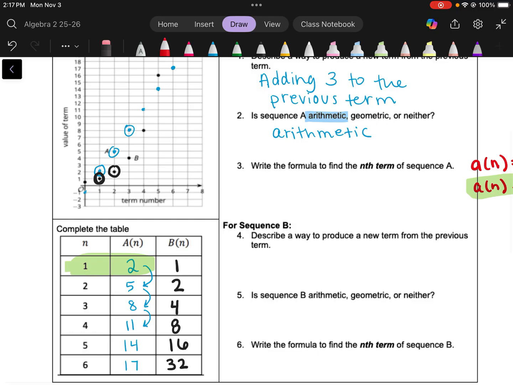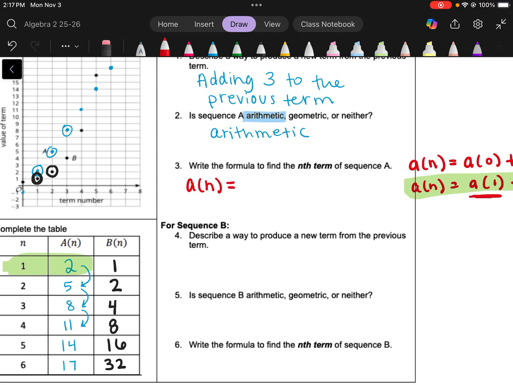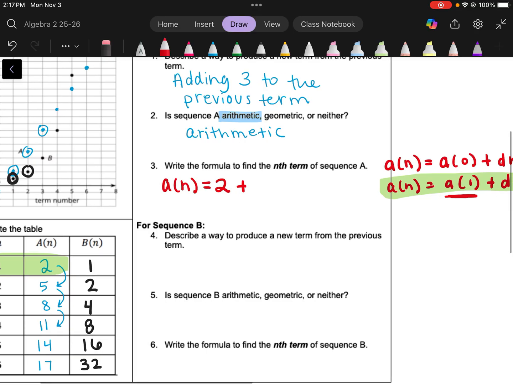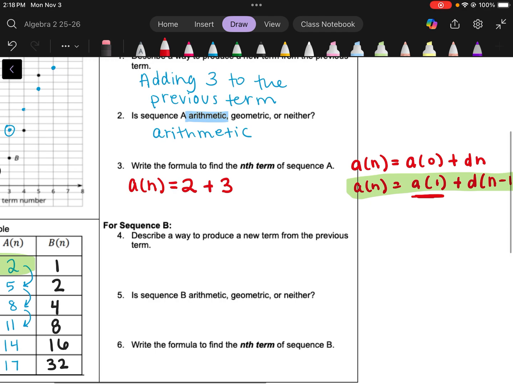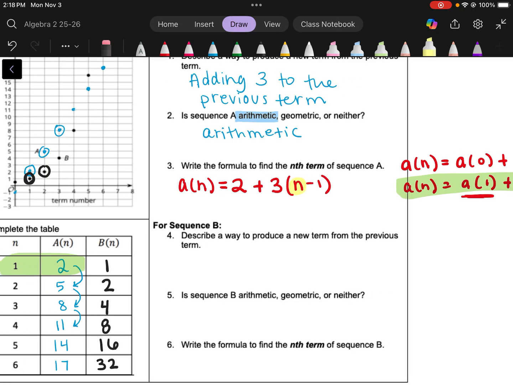So I'm going to fill out that formula. A of n is equal to, the first term is 2. What are we adding every time? That will be your d, or the common difference. We're adding 3 each time. And then if we start with the first term, we'll multiply that by n minus 1. So there's the nth term formula. Hopefully this makes sense. This just means that you could replace this n value with anything in the table and you should produce the sequence A that you have written down.